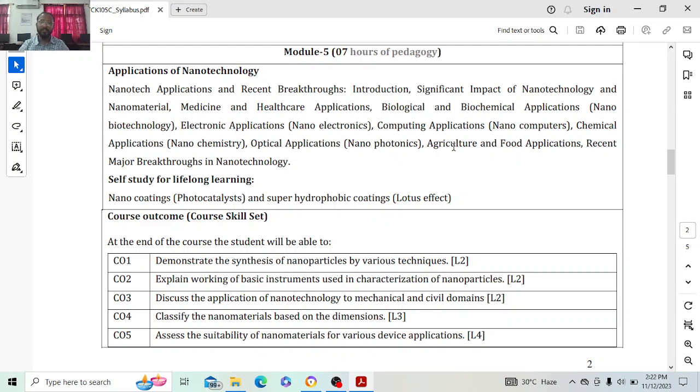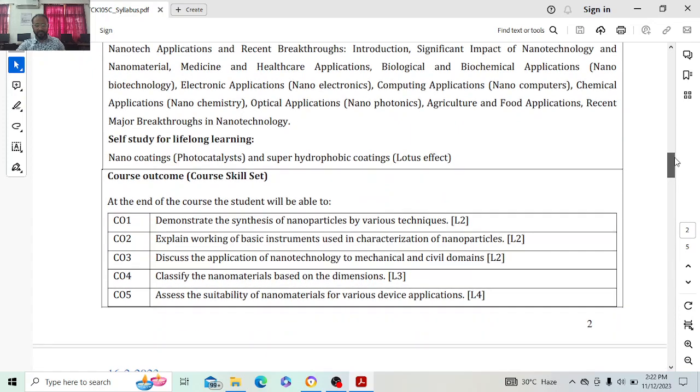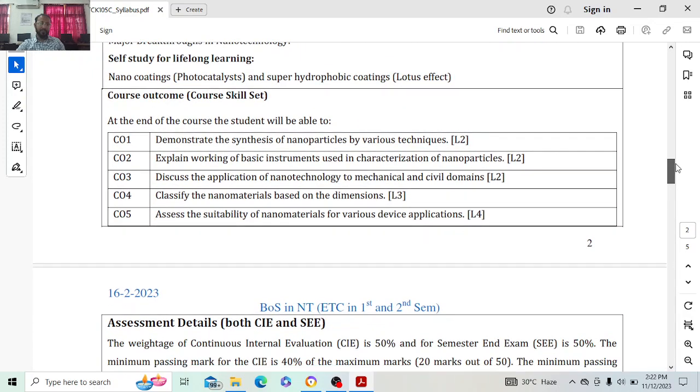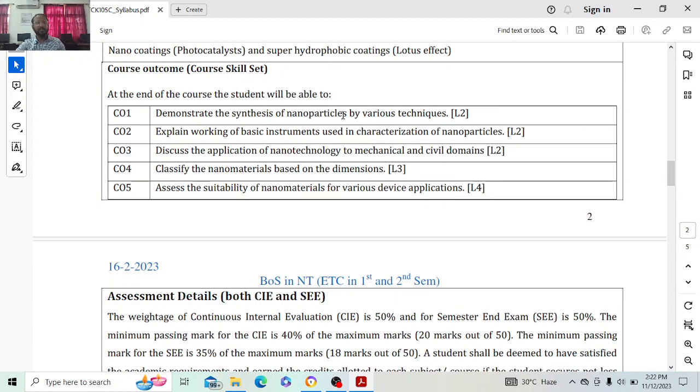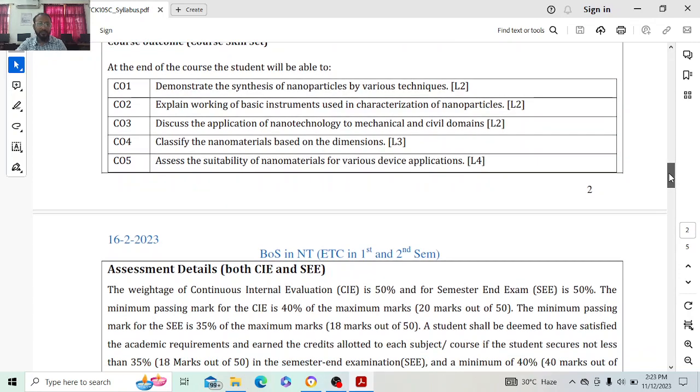agriculture and food applications, and recent major breakthroughs in nanotechnologies. And also the self-study learning, we are having photocatalysts and Lotus effect, that is super hydrophobic. Then course outcomes, there are 5 course outcomes: demonstrate the synthesis of nanoparticles by various techniques, explain the working of the basic instruments used in the characterization of nanoparticles, discuss the application of nanotechnology in chemical, mechanical and civil domains, classify the nanomaterials based on dimensions, assess the suitability of nanomaterials for various device applications.